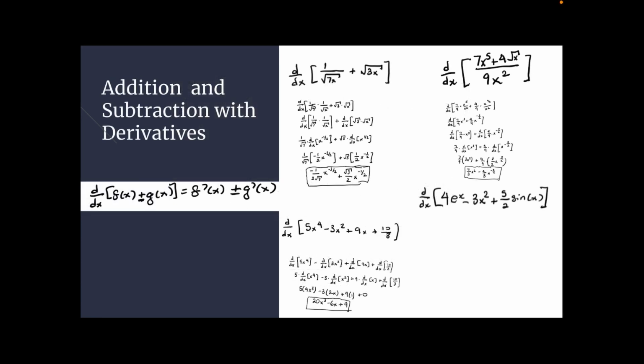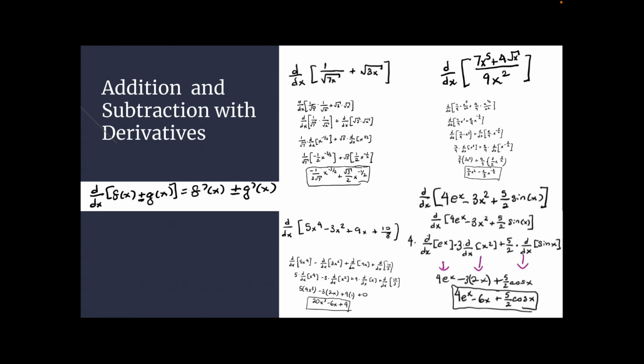And finally, we have the derivative of 4e to the x minus 3x squared plus 5/2 times sine of x. We do the same things we've always been doing. We distribute the derivatives, we factor out the constants. We have 4 times the derivative of e to the x minus 3 times the derivative of x squared plus 5/2 times the derivative of sine of x. The derivative of e to the x is itself, the derivative of x squared is 2x, and the derivative of sine of x is cosine of x. And from there, we could combine the terms. We end up with 4e to the x minus 6x plus 5/2 times cosine of x.